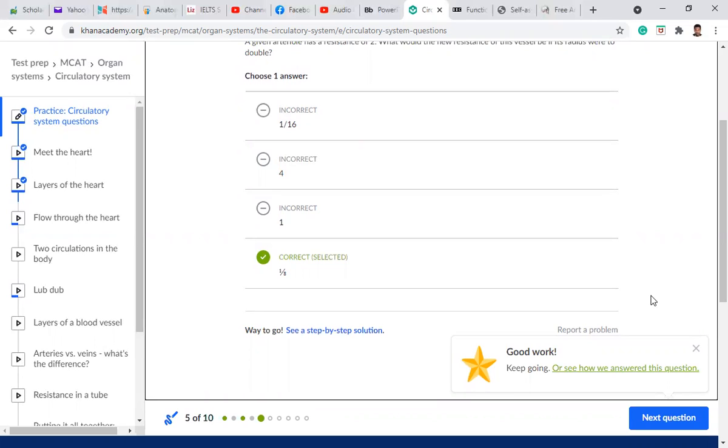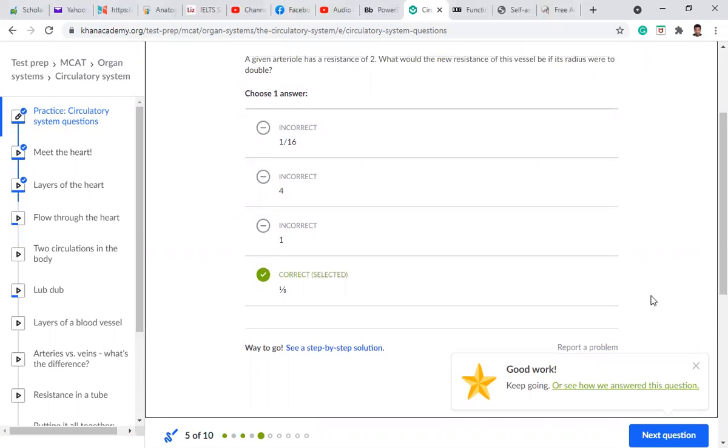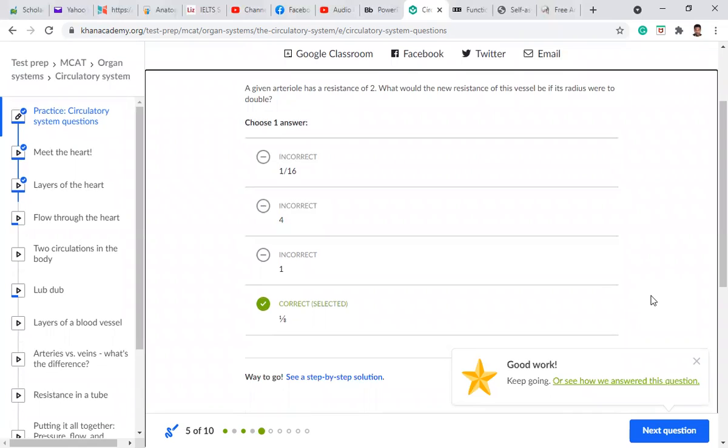The formula is that the resistance is equal to 1 over r raised to power 4. Okay? The resistance is equal to 1 over r raised to power 4. But I'll teach that later, okay?